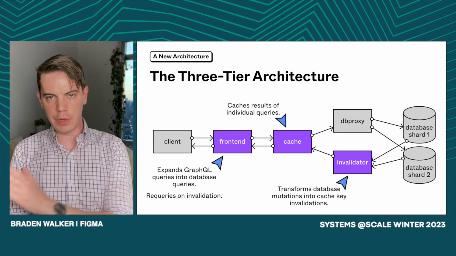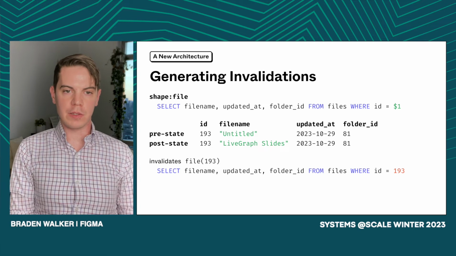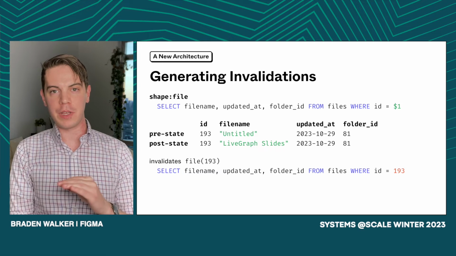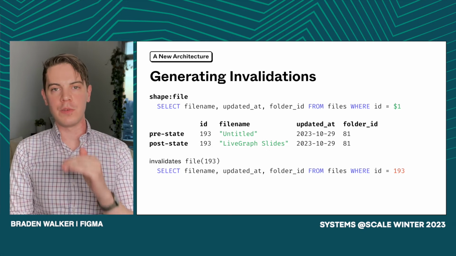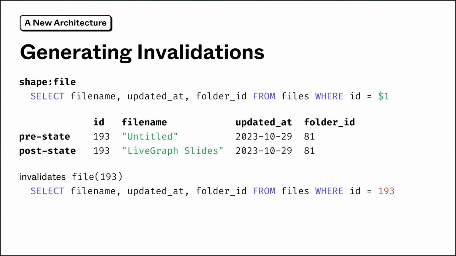All right, let's go through each one of these things. So we'll talk about how we generate invalidations. This is important for how we are able to consume database mutations in a sharded way. So we have these shapes that are written into source, like the thing at the top there, right?